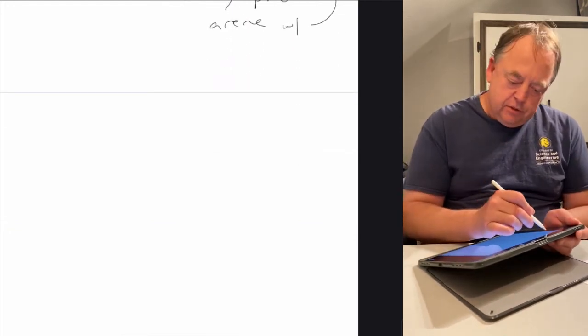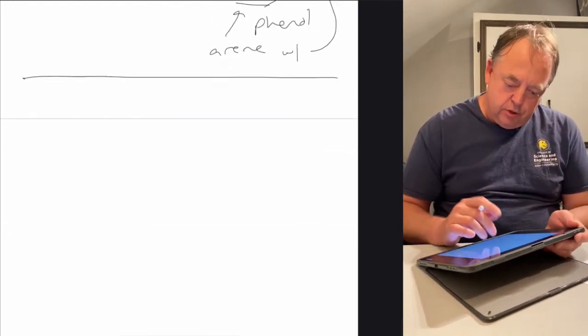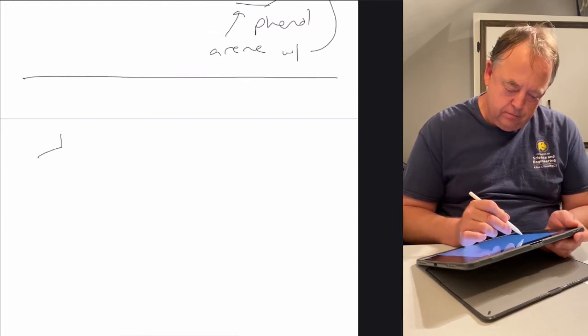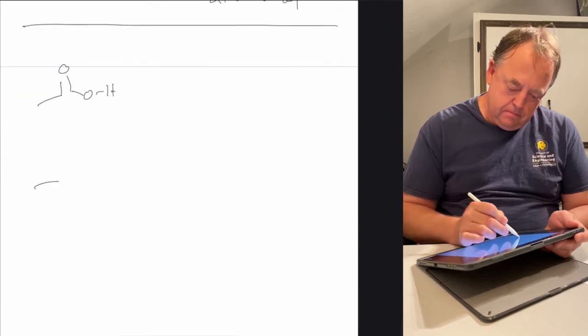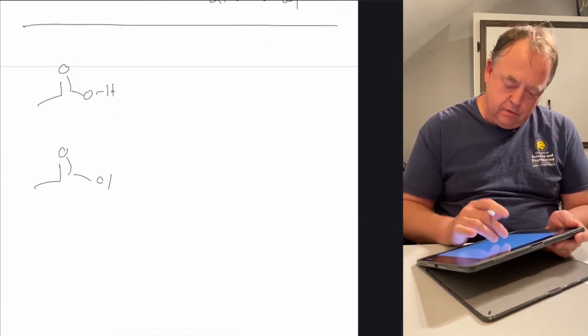So there's lots of functional groups in organic chemistry, so we're not done yet. There's a lot more to go. So let me just sketch these out, and then we'll name them.